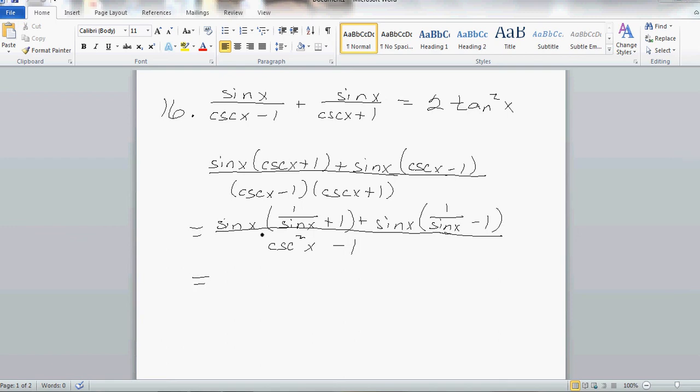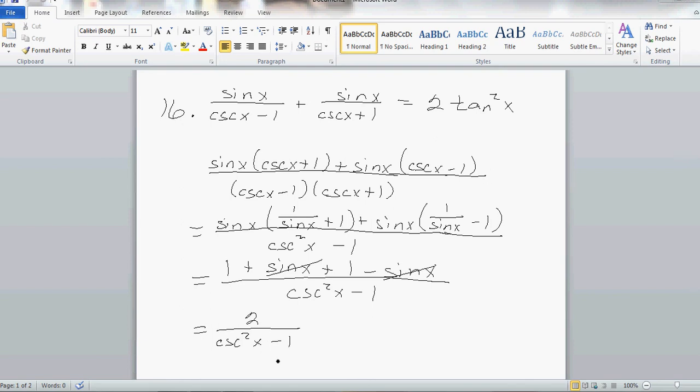So let's see what we get here. Sine x times 1 over sine x is 1. Sine x times 1 is sine x. Sine x times 1 over sine x is 1. Sine x times the negative 1 here is negative sine x. And then we're still left with cosecant squared x minus 1. Okay, the sine x's cancel, leaving 2 over cosecant squared x minus 1.